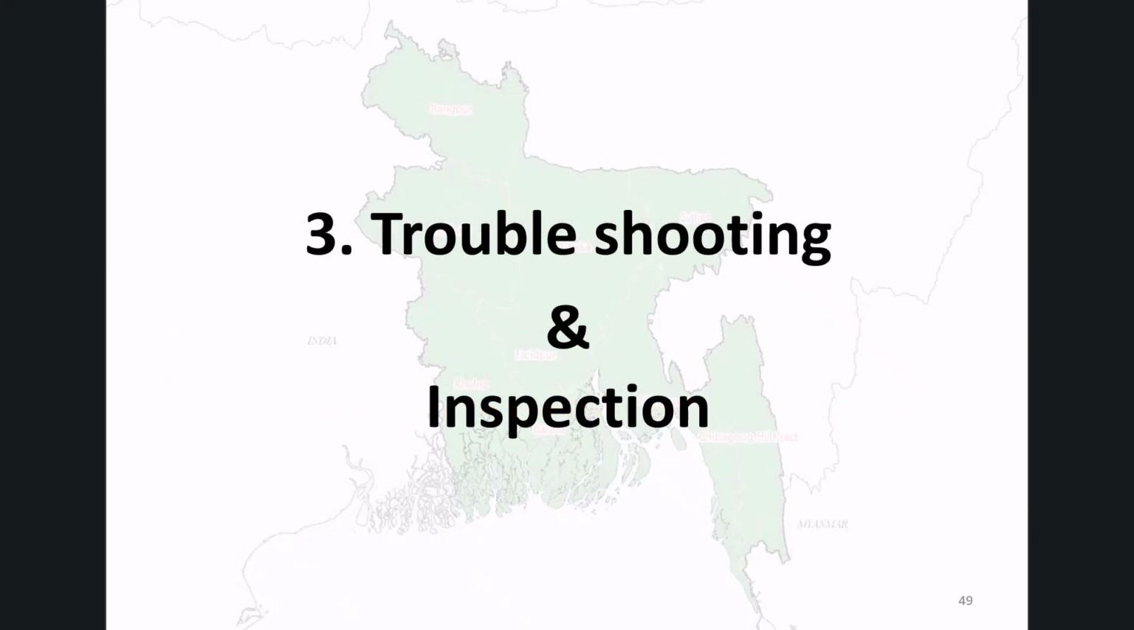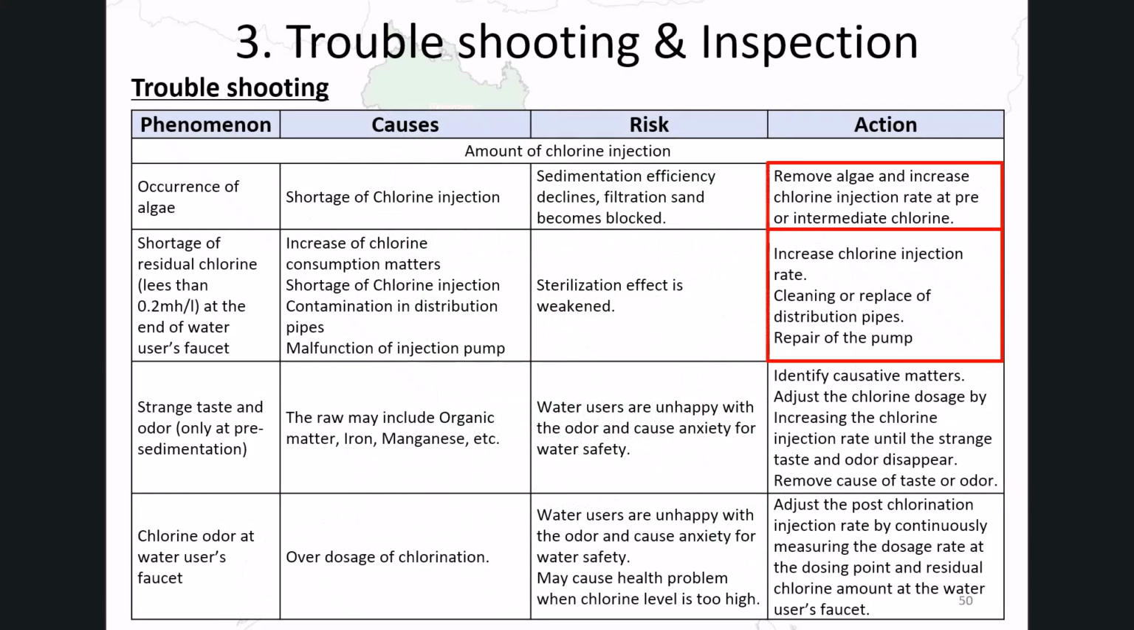Now, we go on to the troubleshooting and inspection. Even with proper understanding of each treatment unit, problems will occur in daily operation. This table shows how to use all the knowledge explained earlier when an actual problem appears in the chlorination.